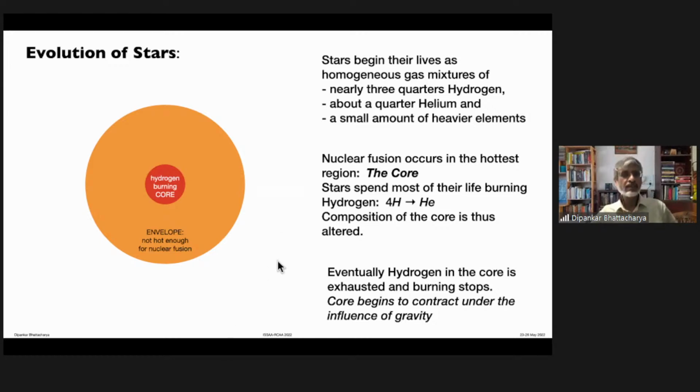So let's now take stock of what we have learned in these last three lectures, and then we will go a little forward for the remaining part in this last lecture. So we have seen that stars begin their lives as homogeneous gas mixtures of nearly 3/4 hydrogen and about a quarter helium, and a small amount of heavier elements. So this is the composition that most stars have.